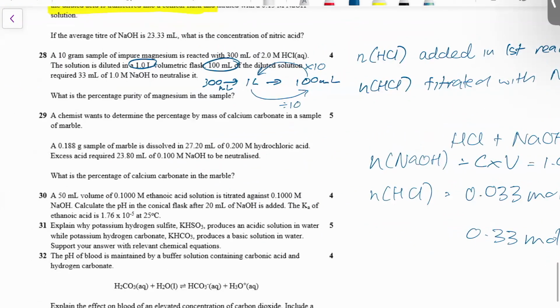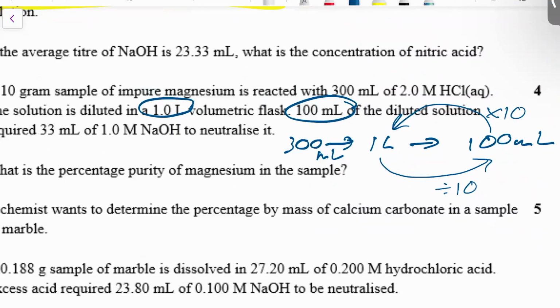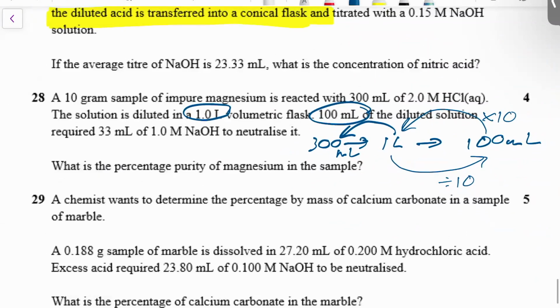And then I'm not yet back at my first reaction. I need to know the total amount that was left over after the first reaction where I added it in excess. So I'm still not there yet. I'm at 1 liter. I'm trying to go back to 300. How did they go from 300 to 1 liter in the first place? They diluted it. Does that change my moles?